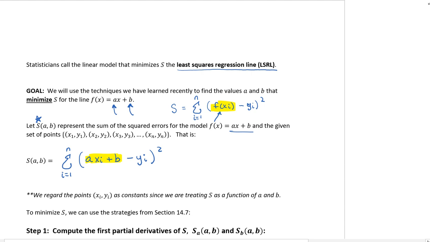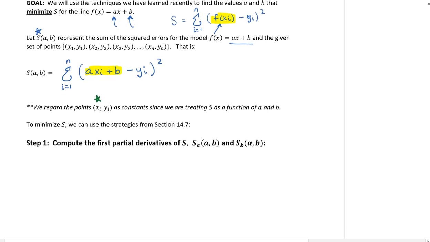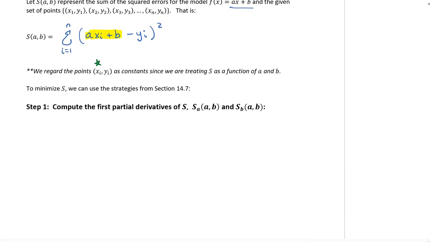So how do we minimize things? We're going to use derivatives. Before we start taking derivatives, let's make a quick note here. Our points x sub i, y sub i, those are going to be treated as constants. So if we want to find the values of a and b that minimize the error, we just need to start with some derivatives.